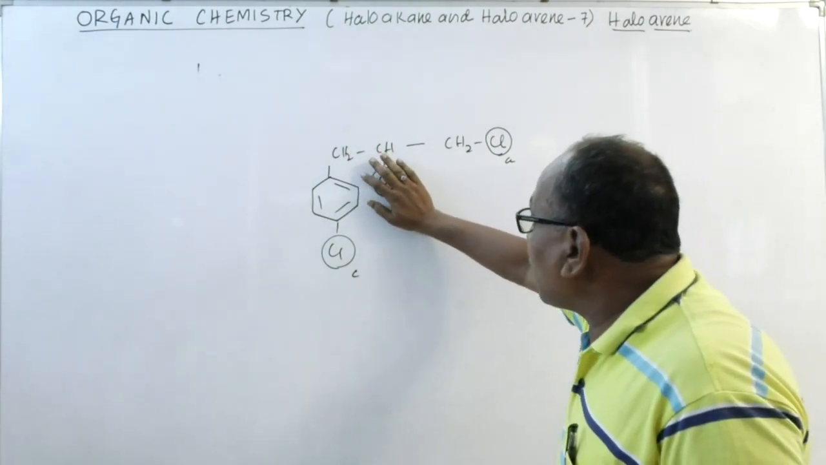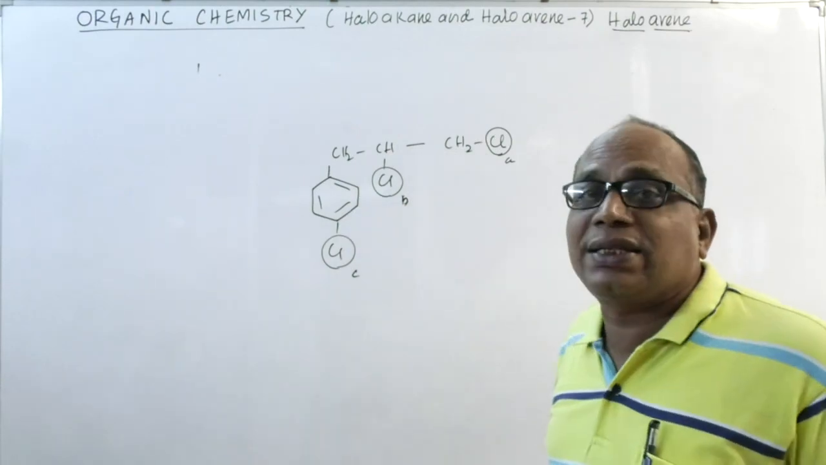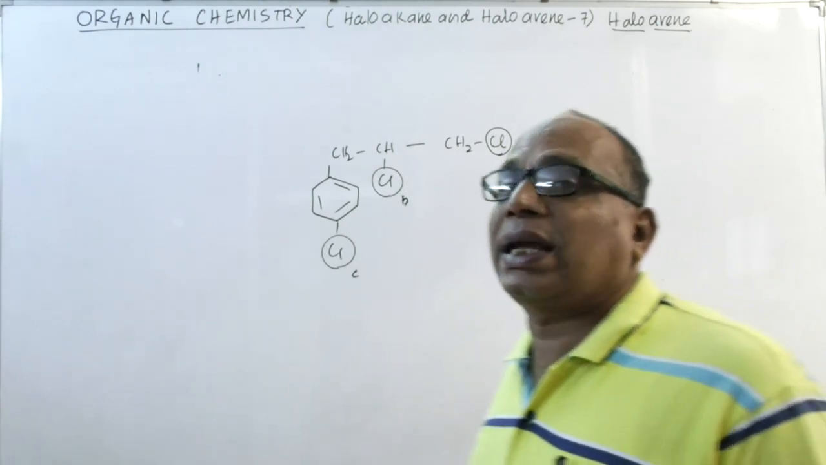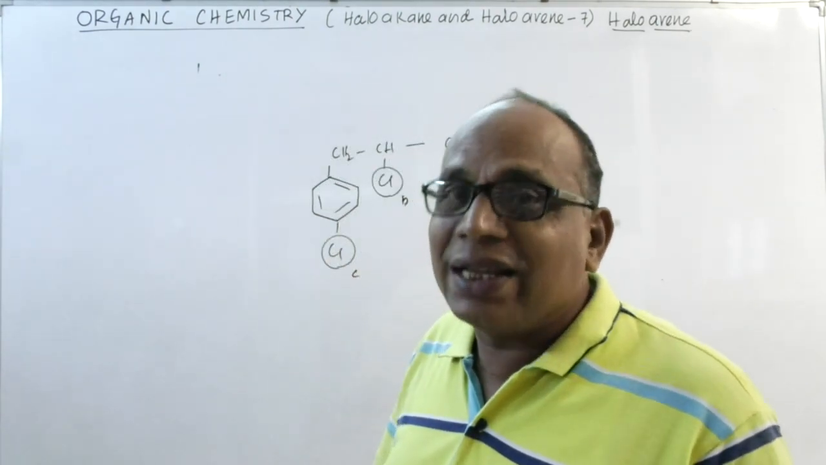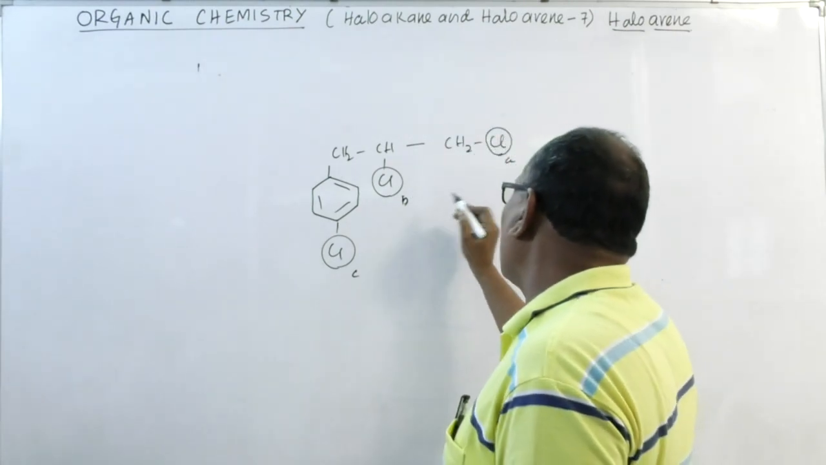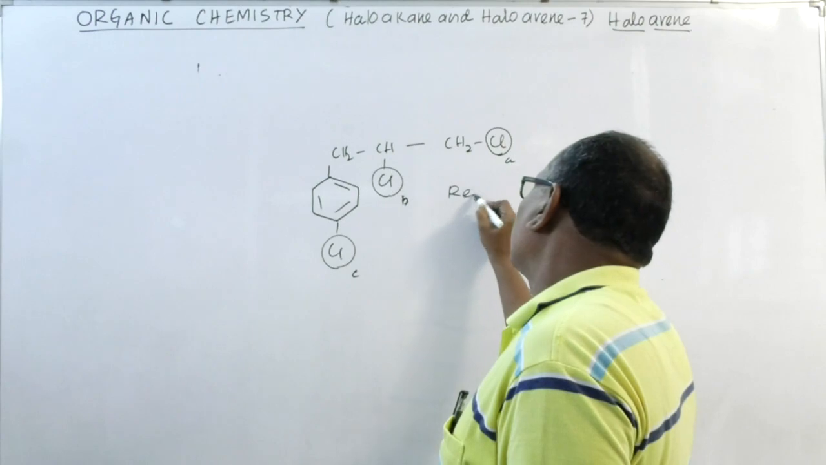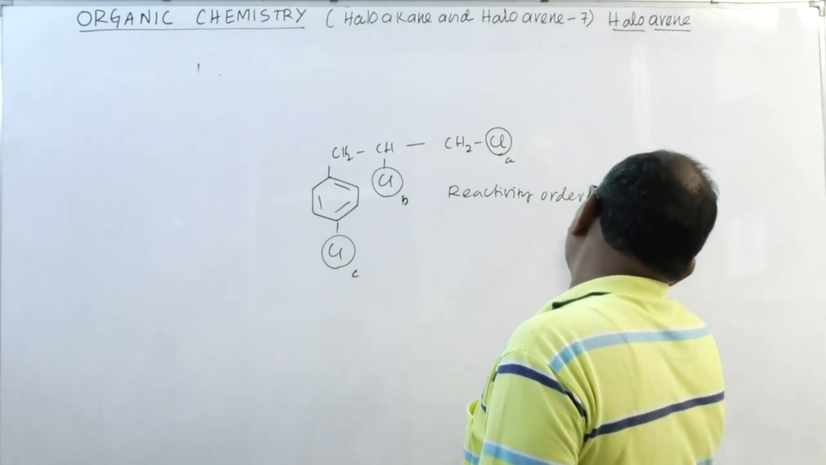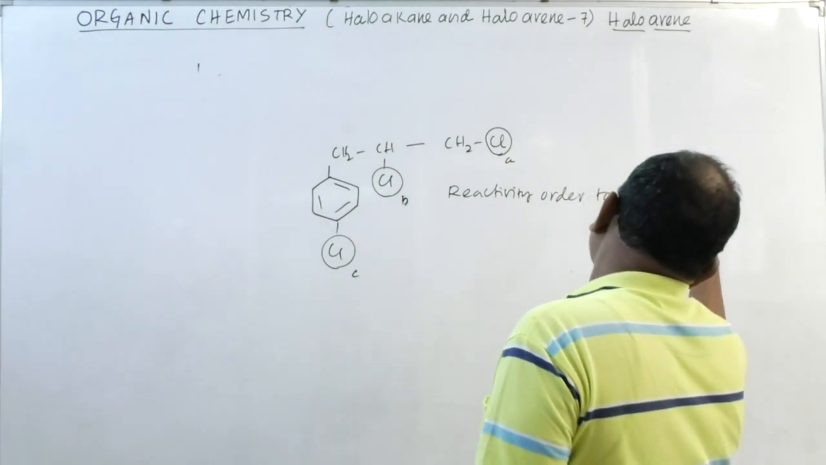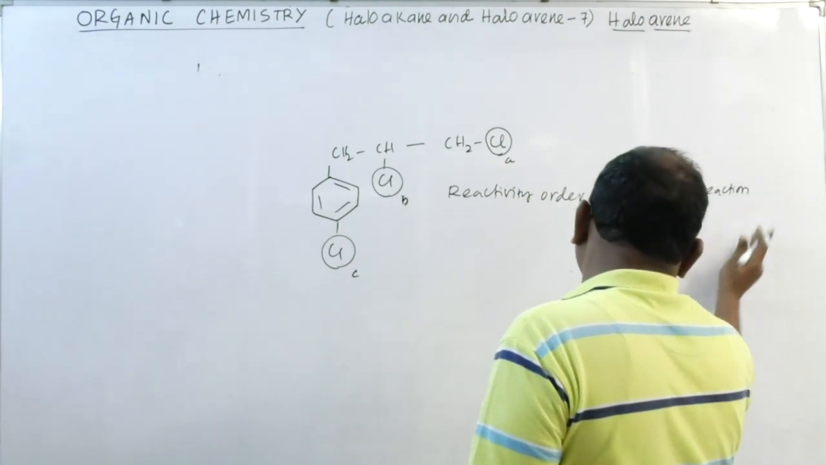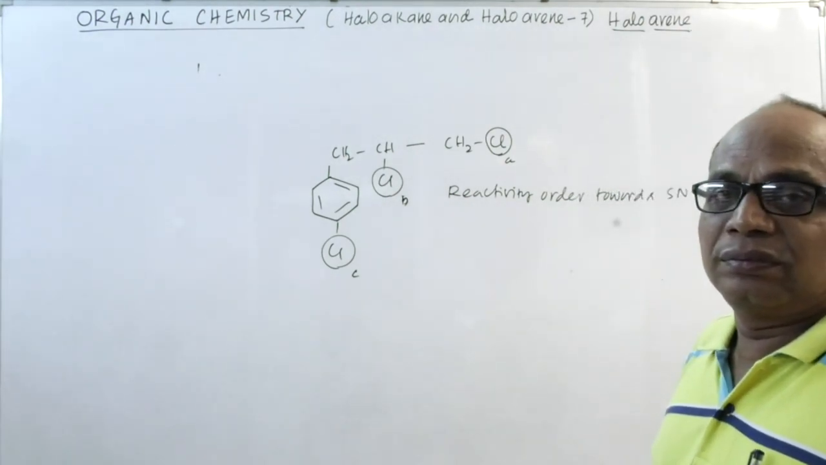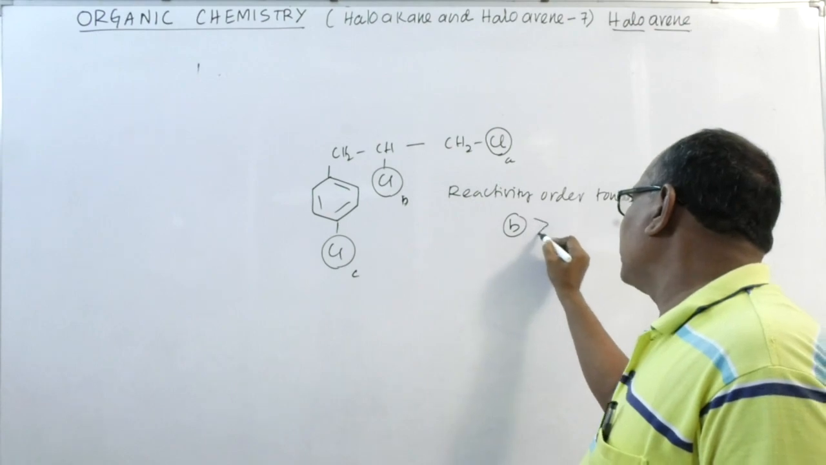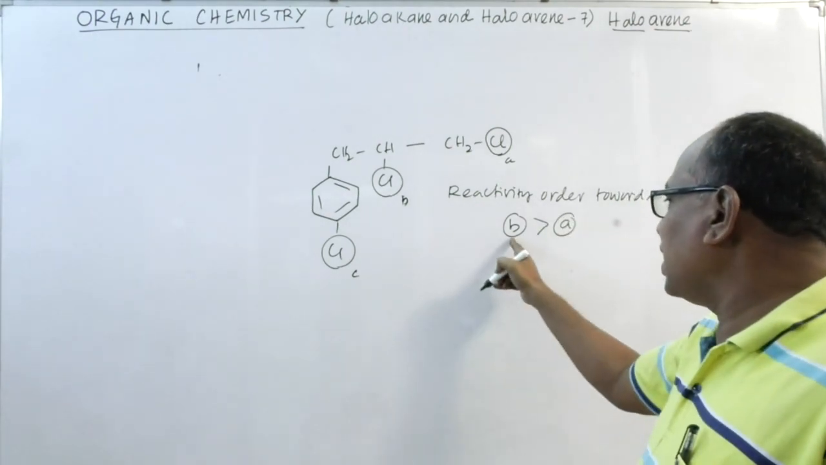Now come to these two, A and B. These are aliphatic in nature. This is primary, and this is secondary. Between primary and secondary, which will react more? The secondary is more reactive. So the reactivity order between A and B towards SN reaction is: B is more reactive than A, because B is secondary and A is primary.